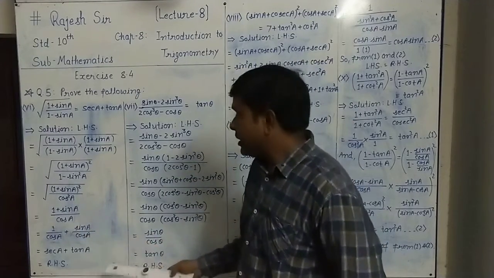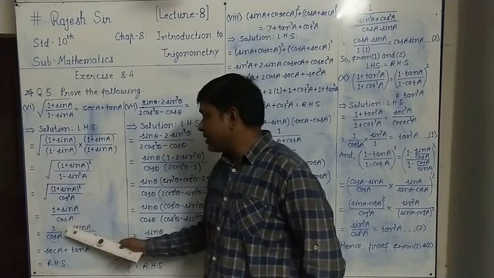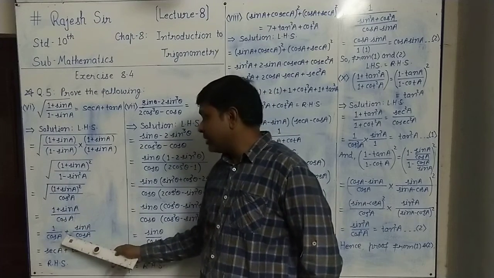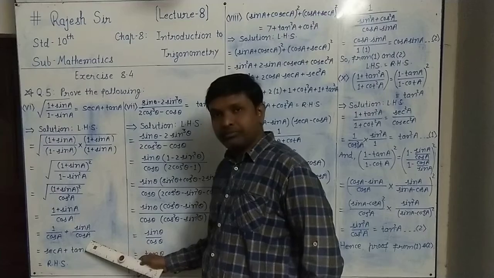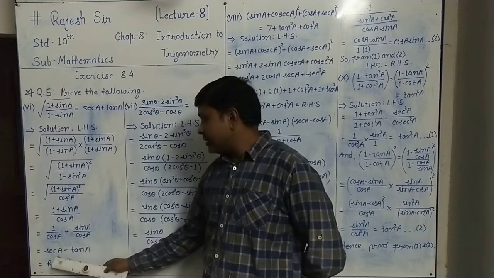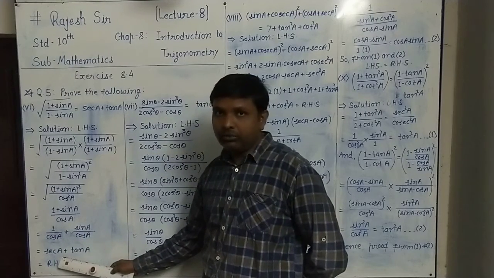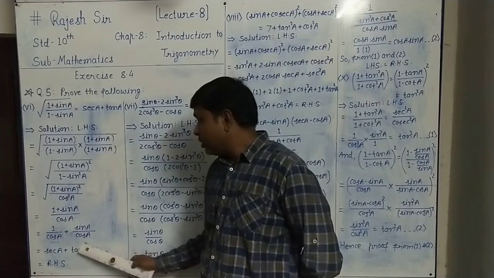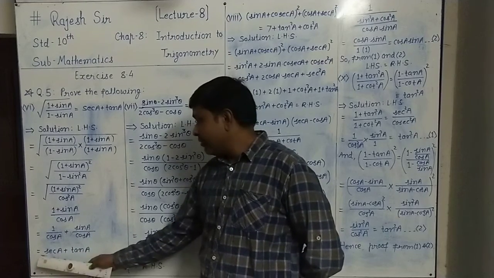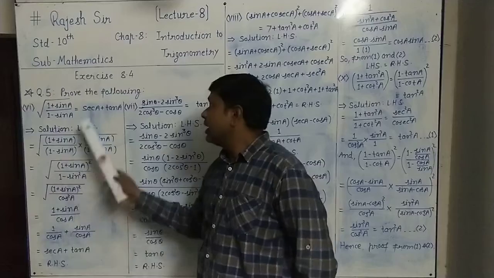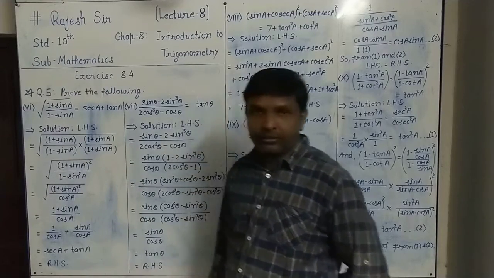Now separate the terms. (1 plus sin a) upon cos a is separated as 1 upon cos a plus sin a upon cos a. 1 upon cos a is sec a, the identity we have, and sin a upon cos a is tan a. So we finally have sec a plus tan a, and it is only the RHS.